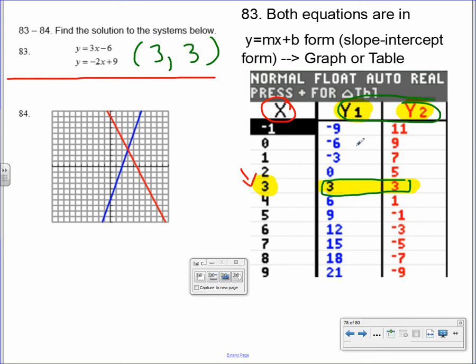So we have an x value of 3, and in this case, a y value of 3. Do not write the y1 and y2 twice. There's only one y value, and it's 3. And then we write the x value. So x is 3, and y is 3.